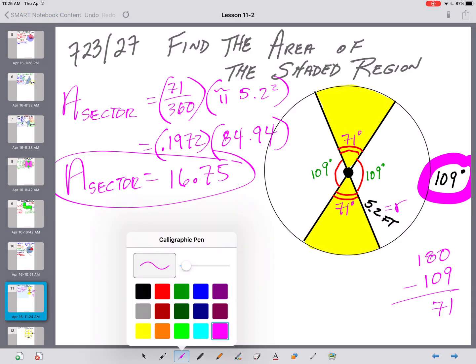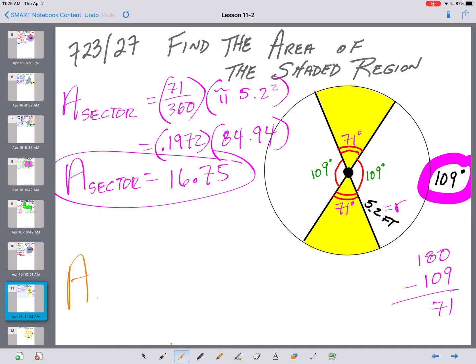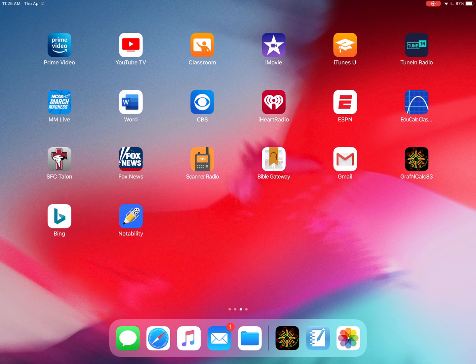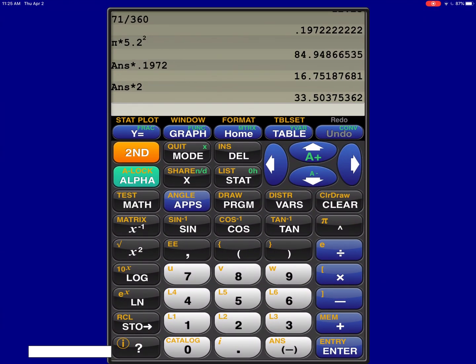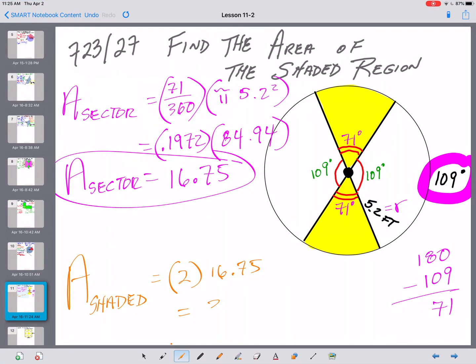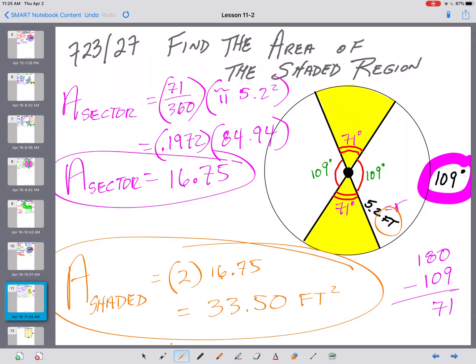We want two. So here it is. Area shaded. We're just going to double that. There's two of those times 16.75. Here we go for our total. Right here, take that number, multiply by 2. Yeah, there we go. We get 33.50 units. Yeah, look at that. The radius was in feet, so the area, feet squared. That's our answer. Looking good.